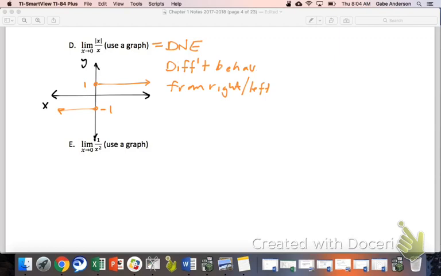Okay, so E. Limit as x goes to 0 of 1 over x squared. Maybe use your calculator here, generate the graph. I mean, if you already know what the graph looks like, that's great. But if you don't, use your calculator to generate the graph. And we'll talk about that particular limit as well.